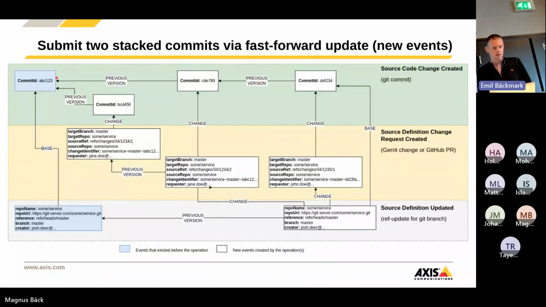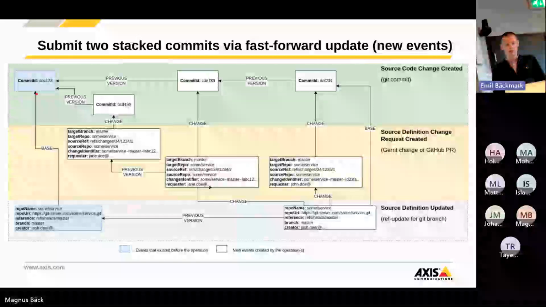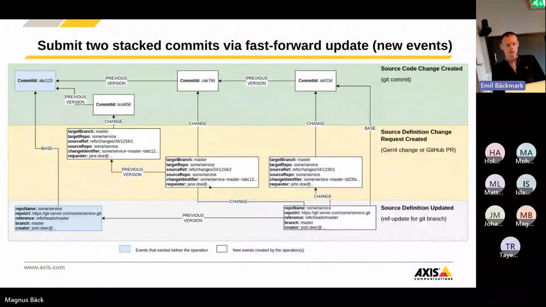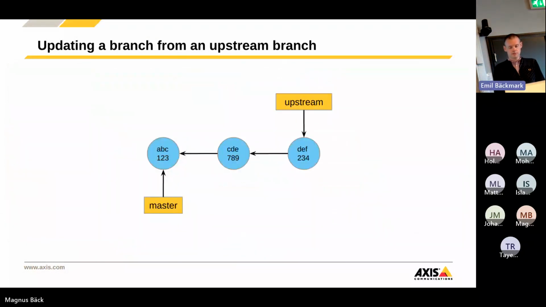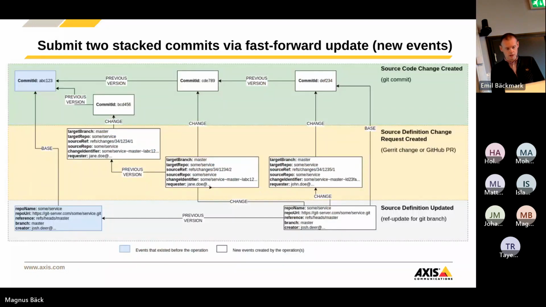Again, we have the old commit in blue. The upper swim lane is for the commit events in green. In the middle, we have the yellow swim lane with the change requests. And at the bottom, we have the branch update events in light gray.